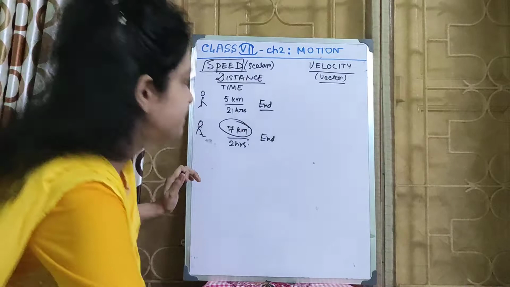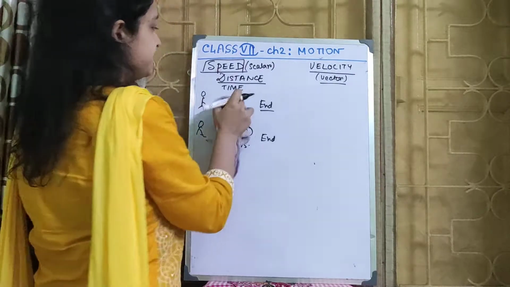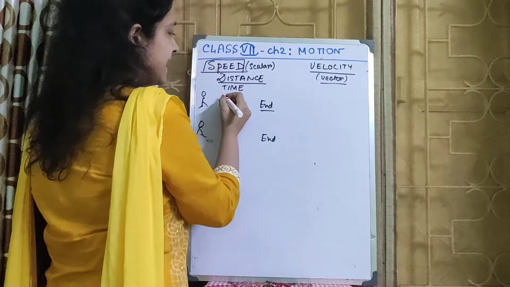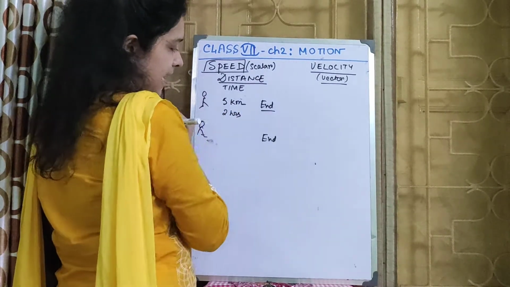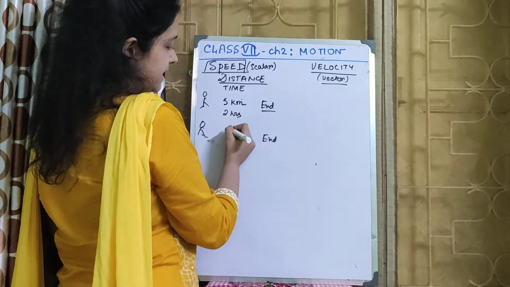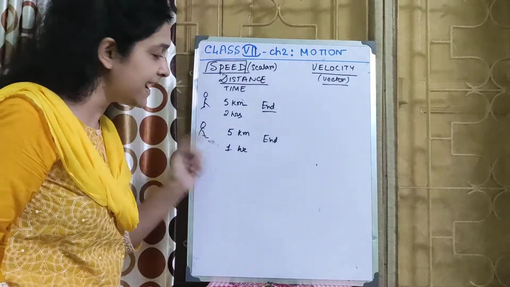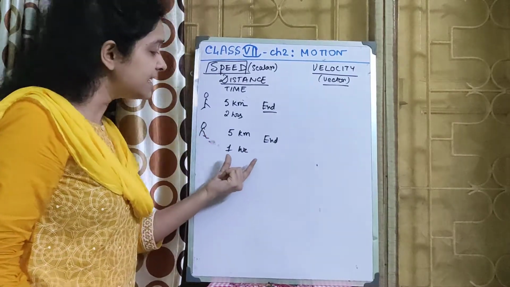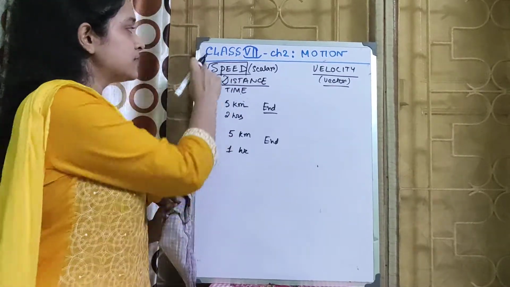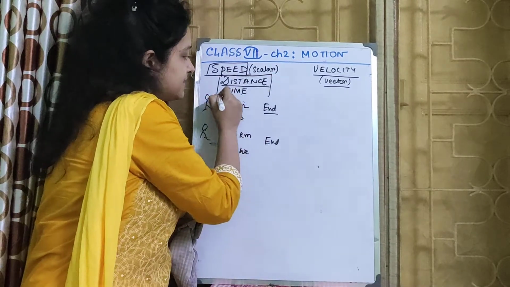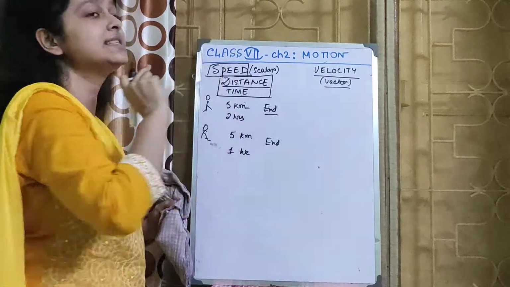Again, if I say that distance is more, speed will be more. Again, if I say that you are covering 5 kilometers in 2 hours and your friend is covering 5 kilometers but in 1 hour, who is faster? Your friend, because he or she is taking less time to cover. Less is the time, more is the speed. Fine. So speed depends on distance and time, and it is given by distance covered per unit time.